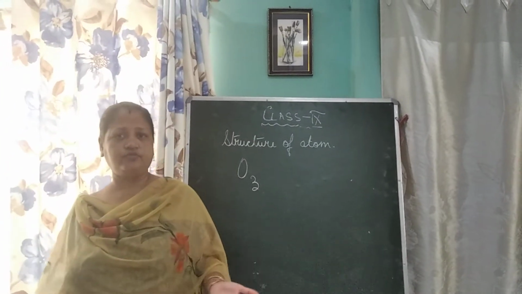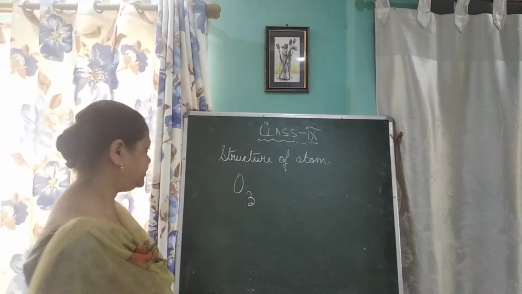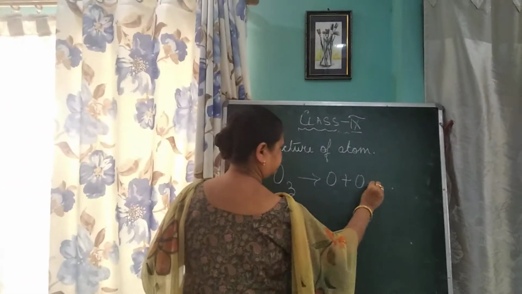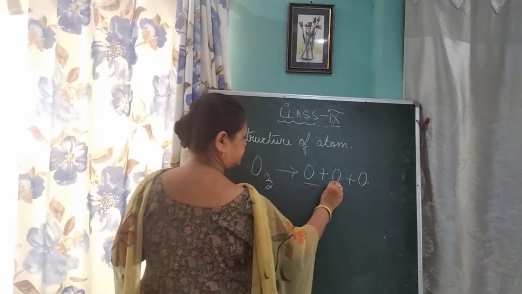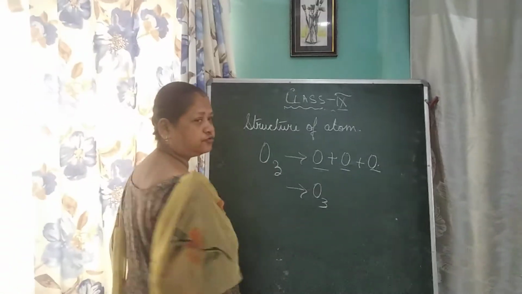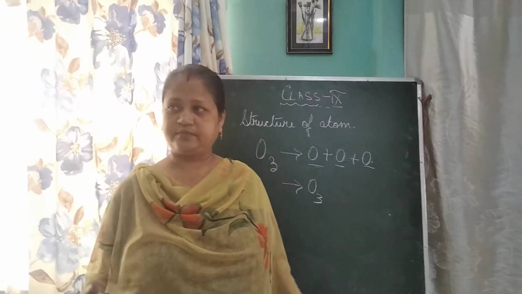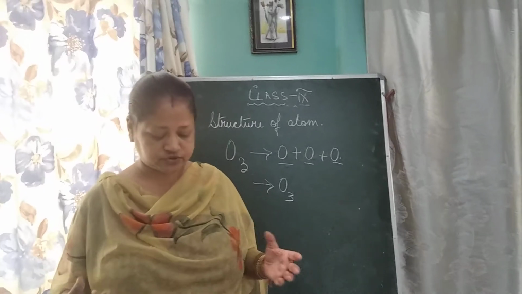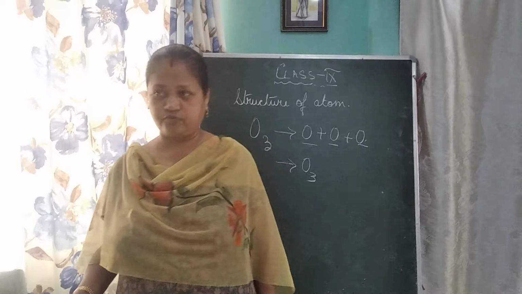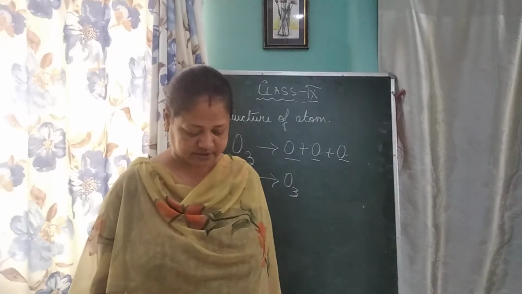However, I have moved away from my topic. In ozone, three atoms of oxygen combine together to form a molecule of ozone. That means the atoms of different elements are different; the atom of one element is in fact different from the atom of another element.